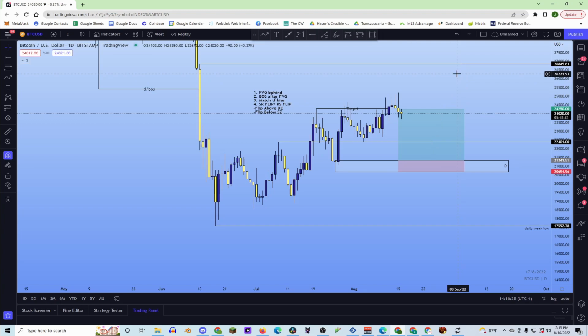And just like that, I gave you guys a long signal on Bitcoin. This could take a little while to fill. However, if this plays out, I will be taking this trade.